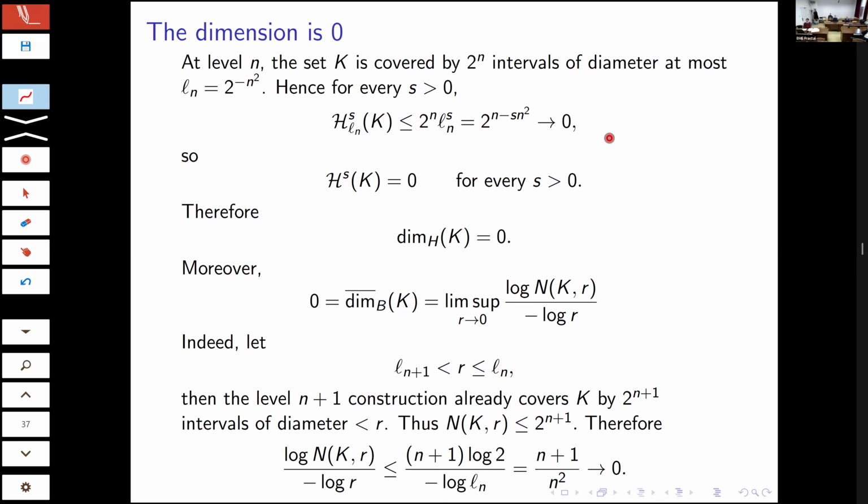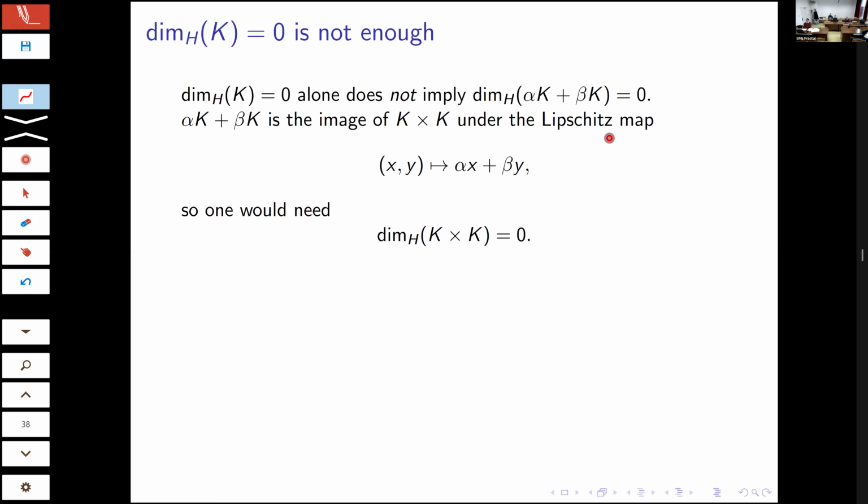Why did I put the second part? Originally I started with this one and I got stuck, because this doesn't immediately imply that this one is also 0. I think it's a very interesting phenomenon how we estimate the Hausdorff dimension of this sum. We take the image under this Lipschitz map of K times K, and if we have this one, then we know that this also has 0 dimension. But in fact, this is false in general.